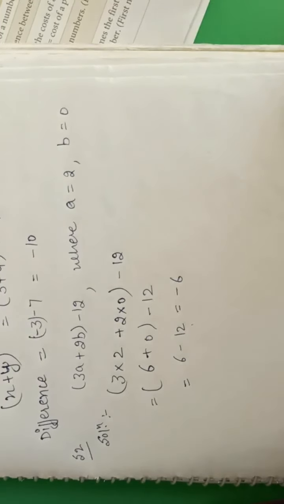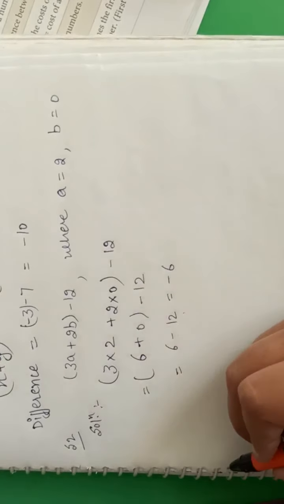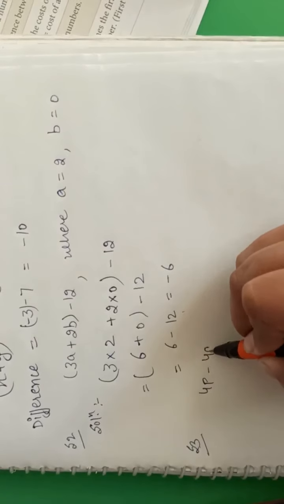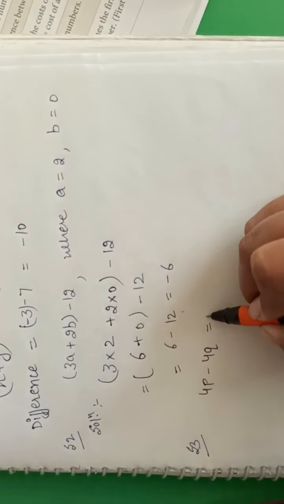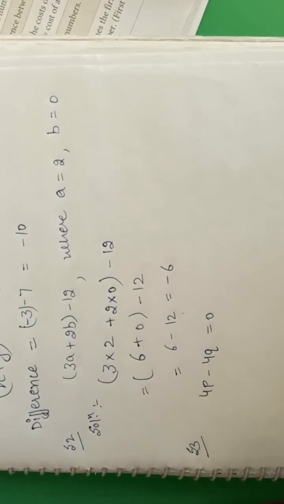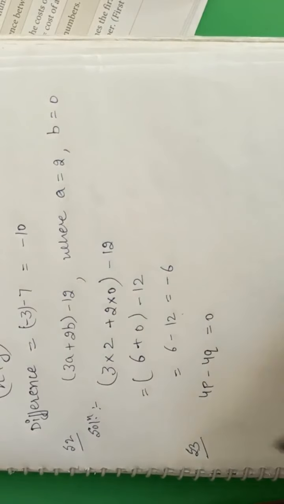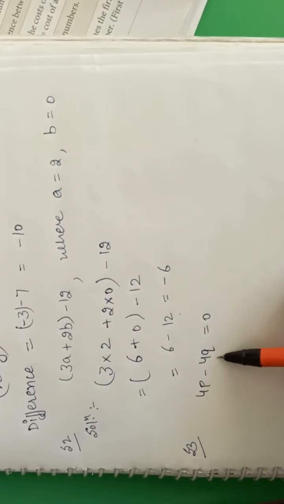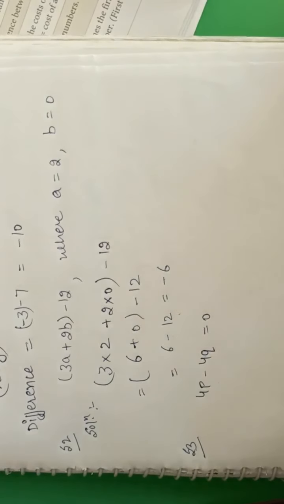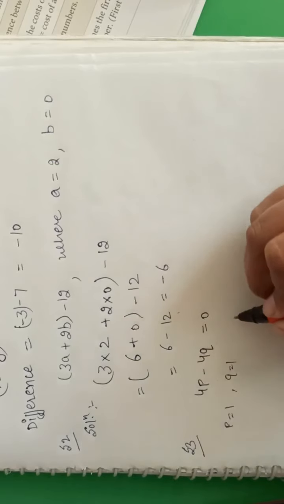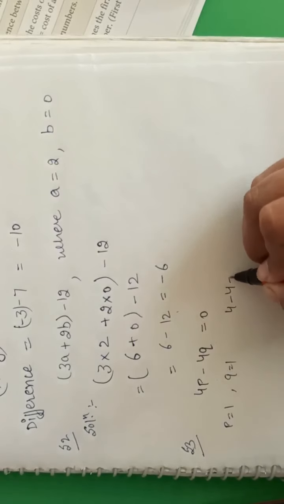Come to the S3. If the value of 4p minus 4q equals 0 for some value of p and q, means there can be any value of p and q, but the condition is 4p minus 4q equals 0. So what can be the possible values of p and q? Let me put p equals 1 and q also equals 1. So that is 4 minus 4 equals 0.